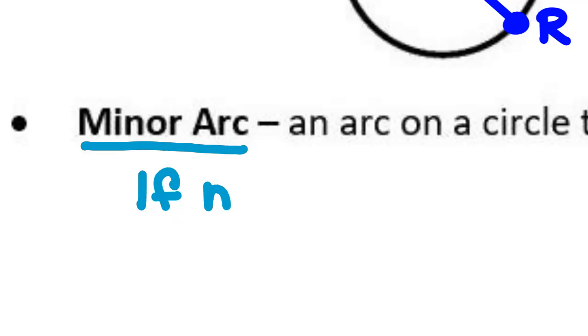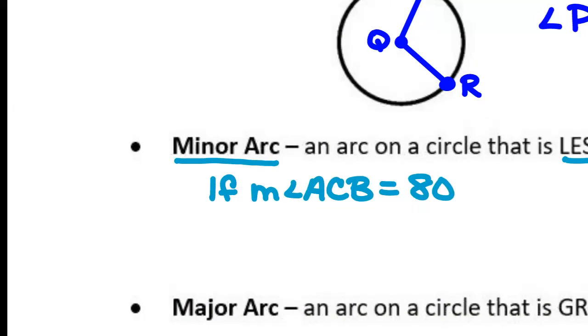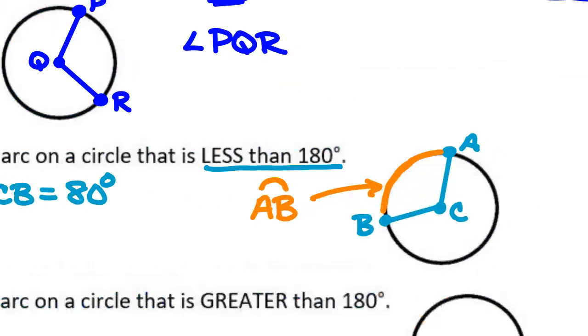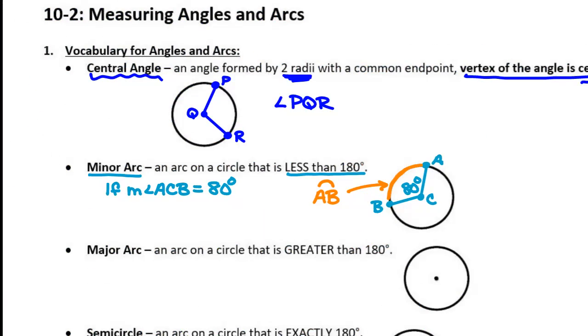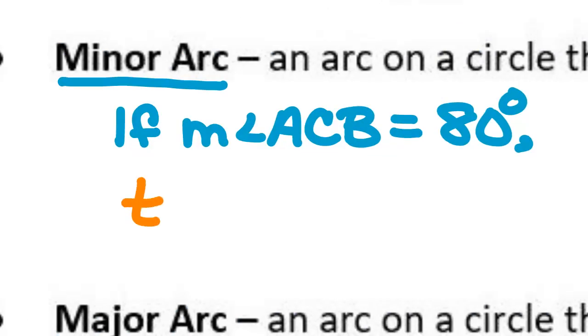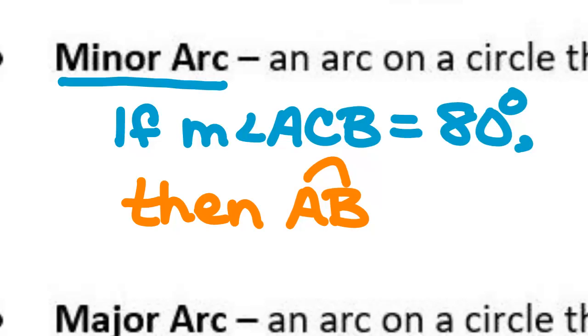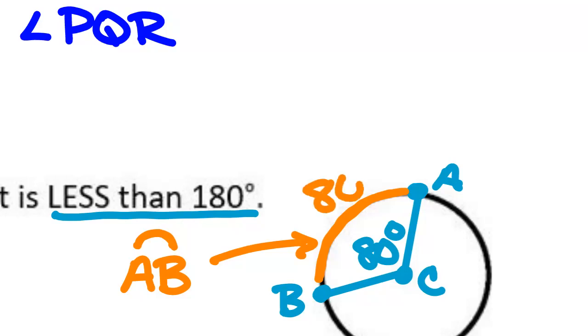If my central angle, in this case that would be ACB, if that is an 80-degree angle, so I'm going to come over here and add that to the picture. If that angle is 80 degrees, then arc AB is also 80 degrees. The minor arc has the same measurement as the central angle.